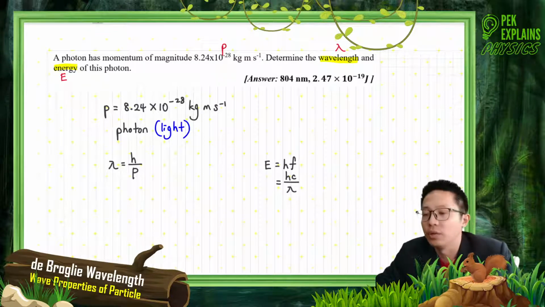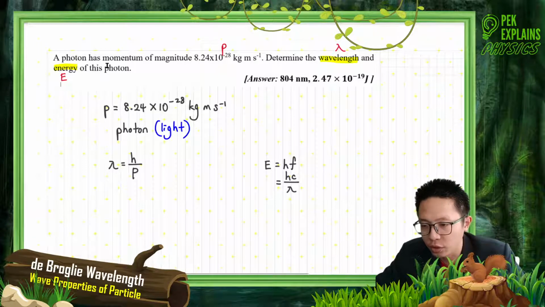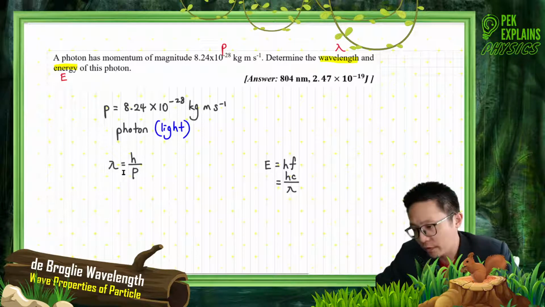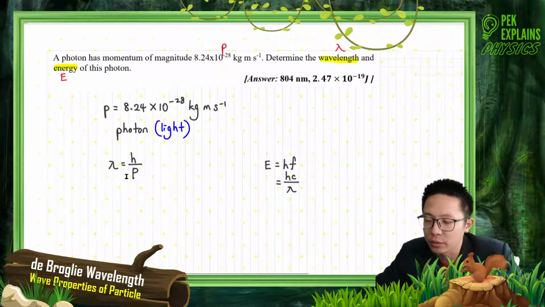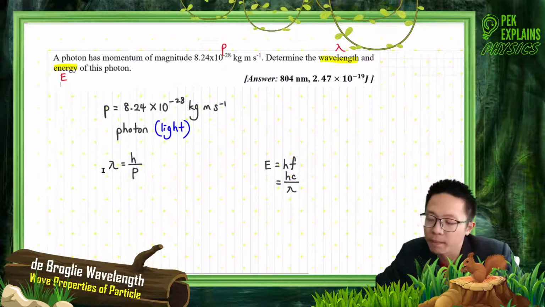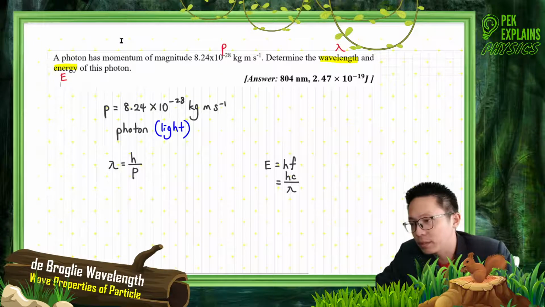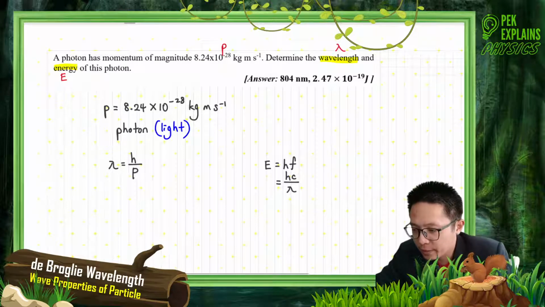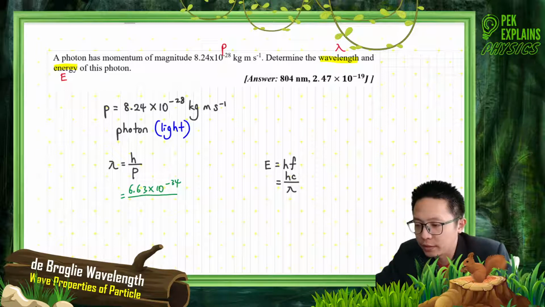So how to find the wavelength for the photon? Photon, a light particle. We use the de Broglie wavelength formula. The de Broglie wavelength formula is lambda equal to h over momentum. A photon has a momentum, so just substitute and see what's the answer. h is the Planck constant, 6.63 × 10^-34, divided by the momentum, 8.24 × 10^-28.